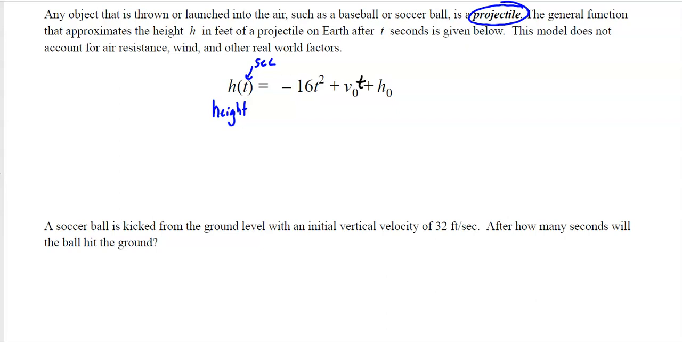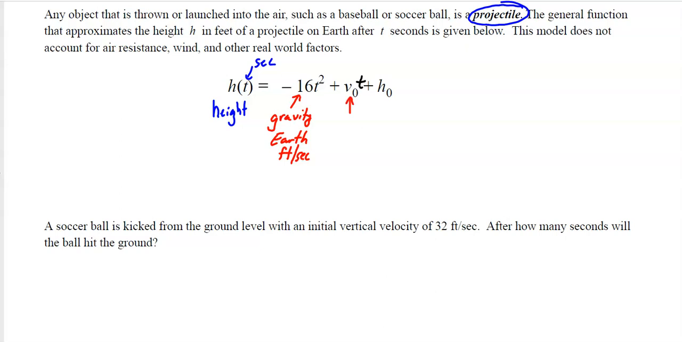All right, so let's kind of explain this. First of all, the negative 16. This has to do with gravity, and that number only works on Earth. And it only works for feet. All right? If we're talking about meters, it would be a different number. So in physics, you might use a different front number there.